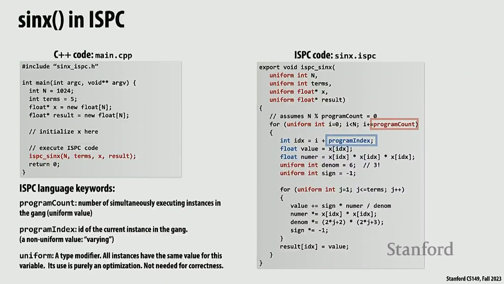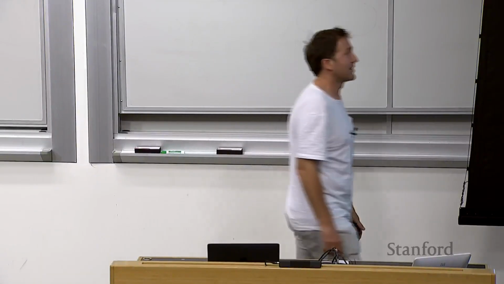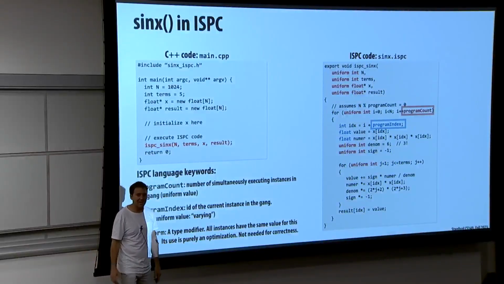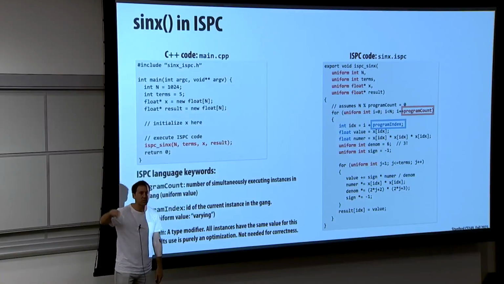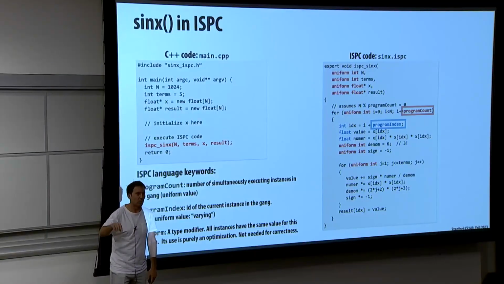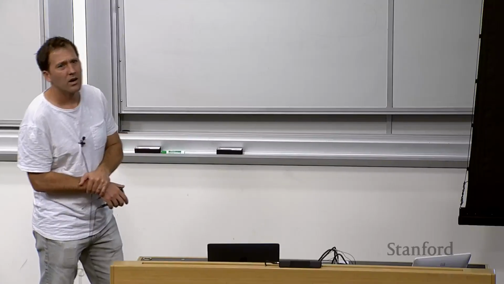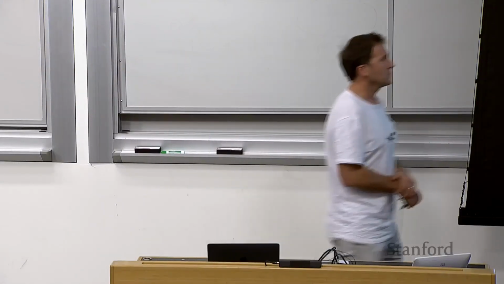Yes, sir. How is the gang size determined? It is determined, you just said it. At compile time, in your flags, gang size will be 8, or gang size will be 4 or 16. Gang size is the same as how wide the AVX vector instruction is.